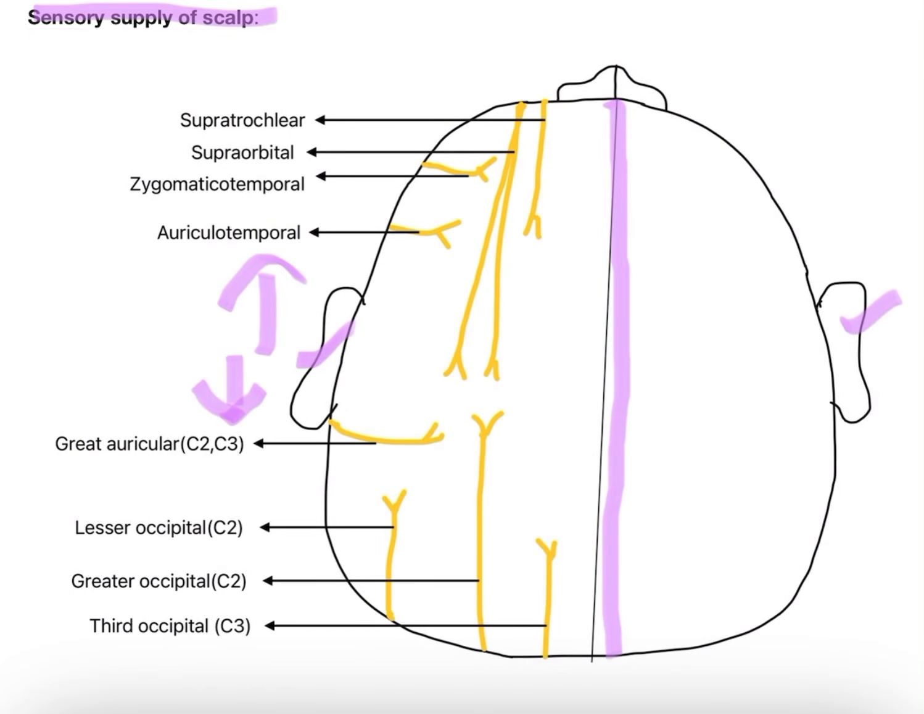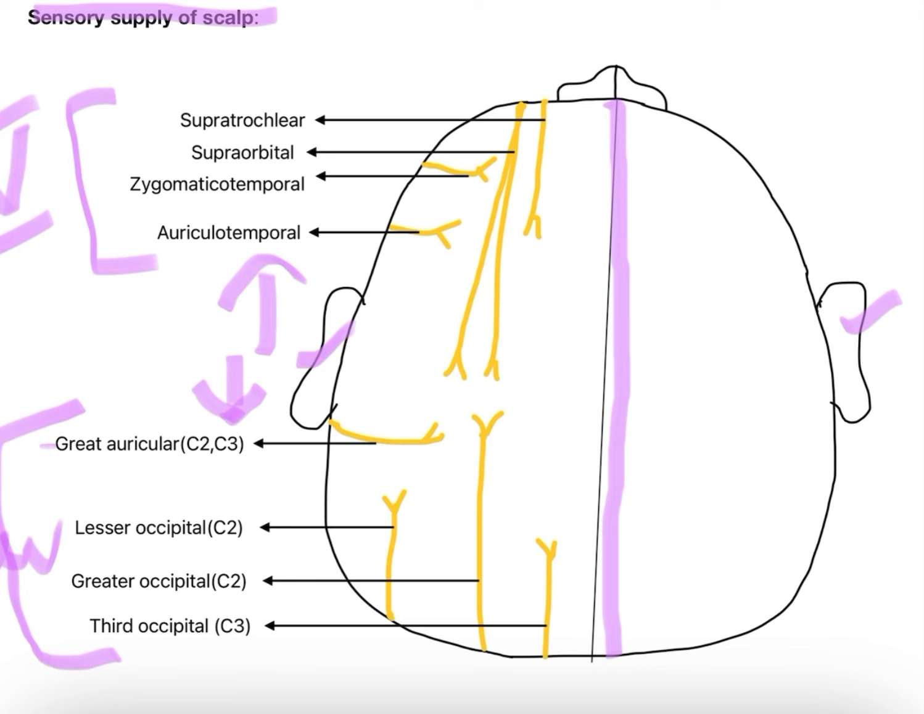The sensory nerves which supply the scalp in front of the auricle are derived from the fifth cranial nerve, known as the trigeminal nerve. Next, the sensory nerves which supply the scalp behind the auricle, 4 in number, are supplied by cervical nerves, meaning spinal nerves which are derived from the cervical segments.